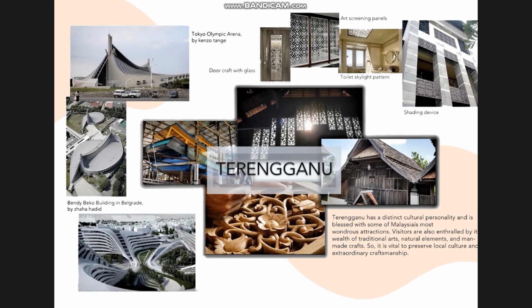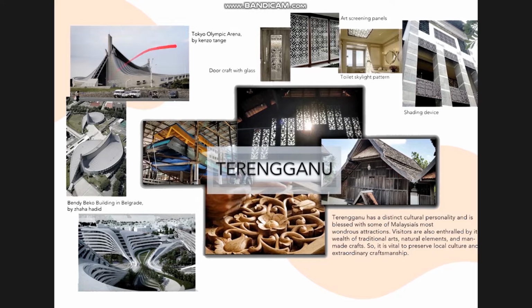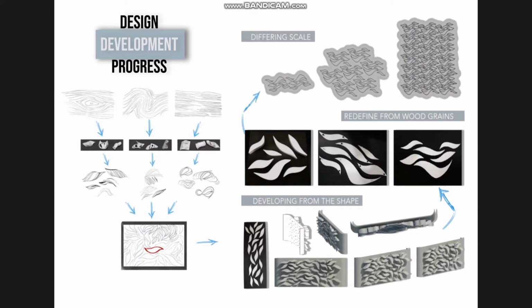Okay, let's start with my site visit, which is at Terengganu. As you can see, these are all the activities held in Terengganu: traditional boat making, wood carving, handmade window patterns, and there are a lot of houses in Terengganu which are roofed like this. These are all examples that I found might be useful for future development in that state. So, I chose to develop wood grain for my project 2A.